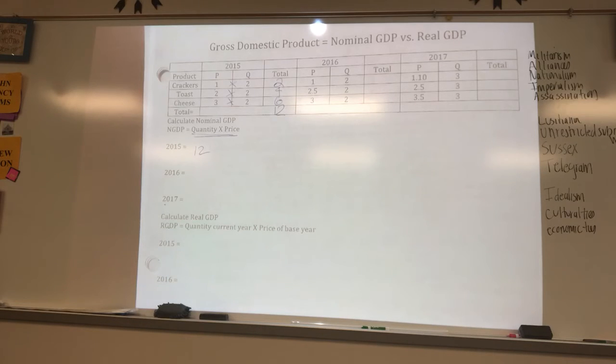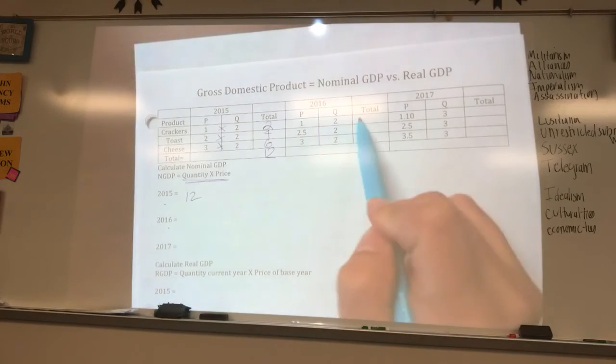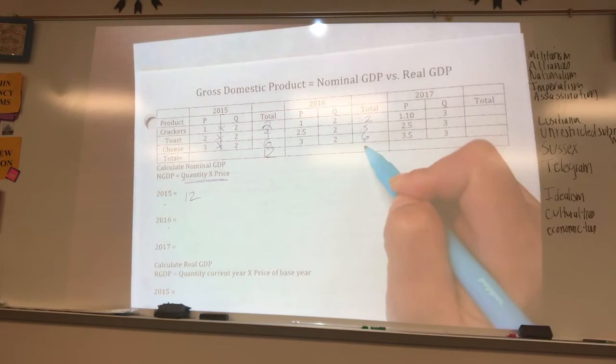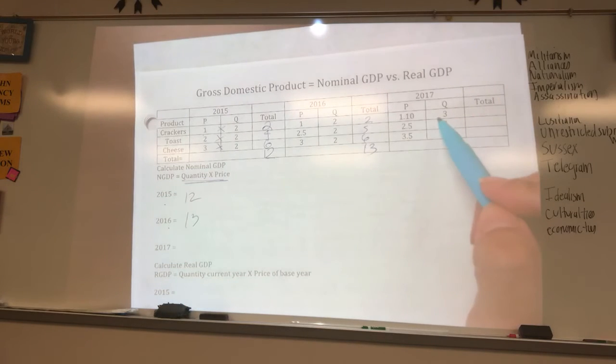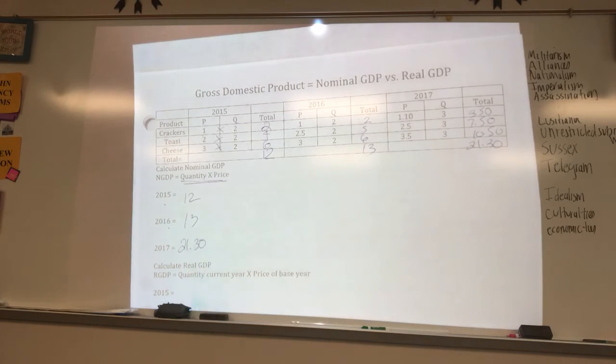Have y'all finished 2016 and 17? Okay, so when y'all did across here, what did y'all get for crackers? 2. For toast, 5. For cheese, 6. That gives you the nominal GDP of what? 13. Okay, over here in 2017, what did y'all get for crackers? 3. Okay, what did y'all get for toast? 7.5. What did y'all get for cheese? 10.5. That gave you the nominal GDP of 21.3. Okay, do y'all get how to do nominal GDP?